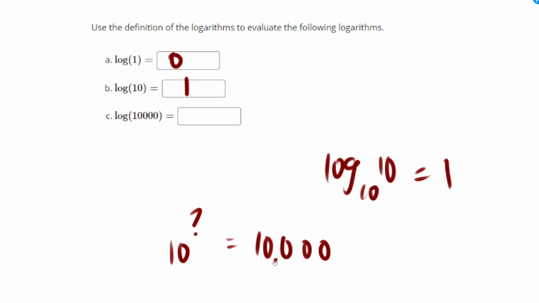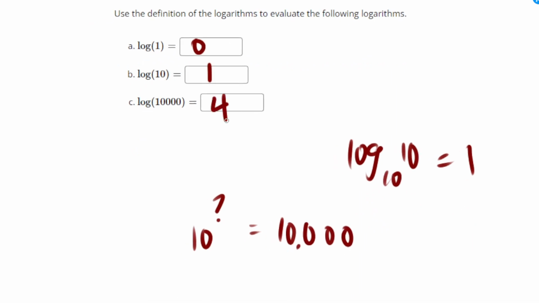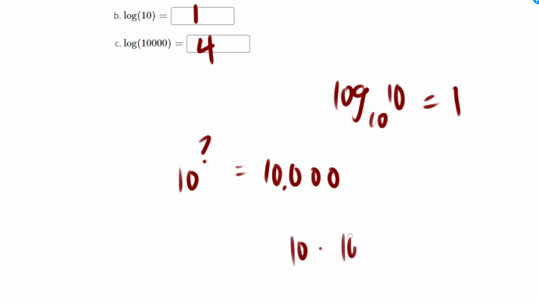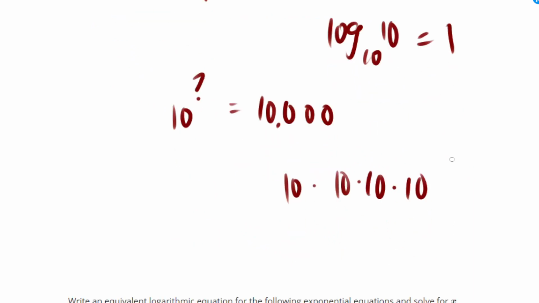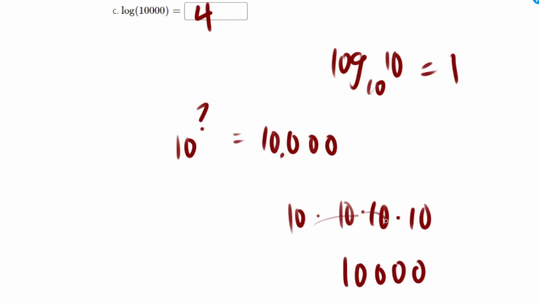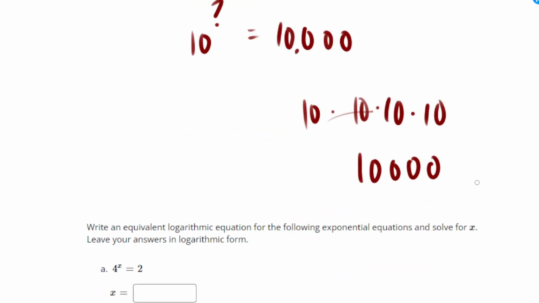Now we have log, so it'd be 10 to the what equals 10,000. My guess is 4. So 10 times 10 times 10 times 10 is 10,000, because you keep the zeros, right? So 100, 1,000, 10,000. Yep.